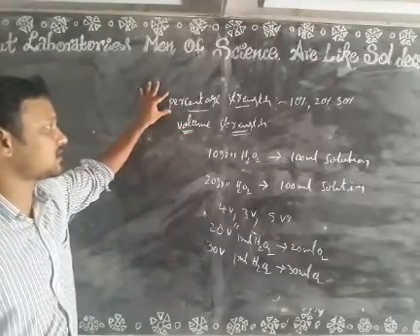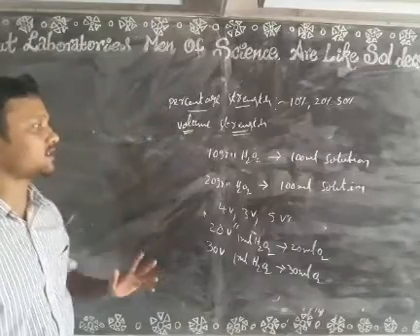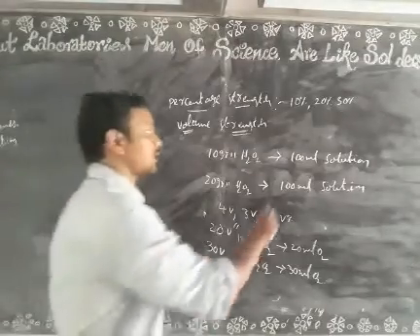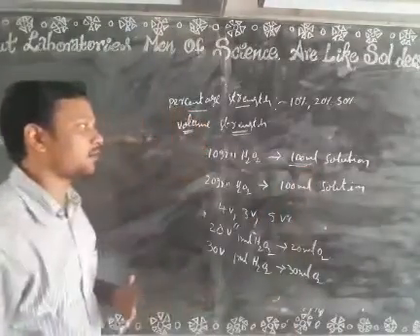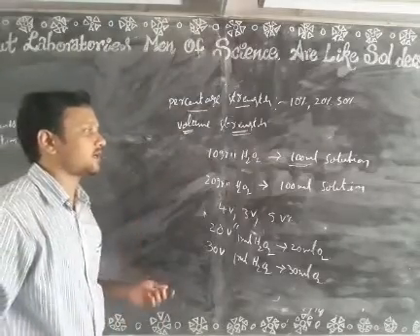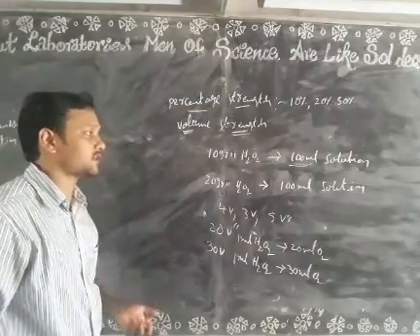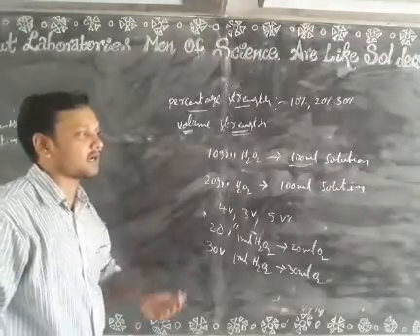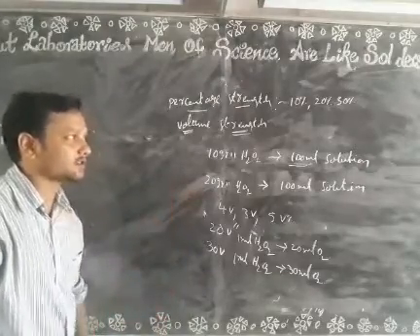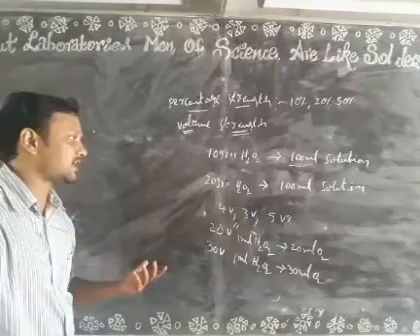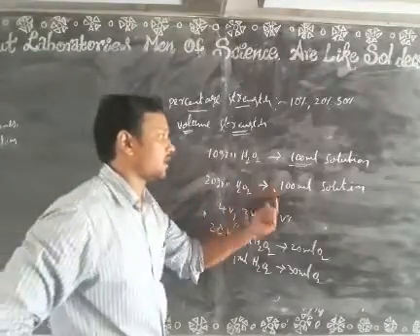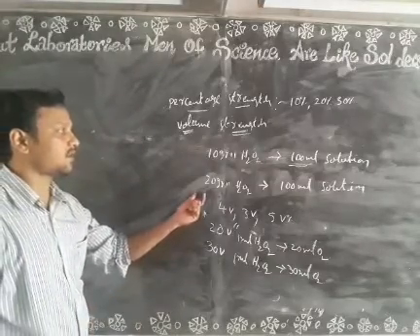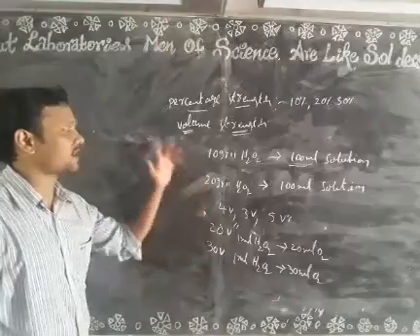So what is percentage strength? Percentage strength always represents mass by volume. The volume of the solution is always considered as 100 ml. Given 100 ml of solution, if 10 grams of hydrogen peroxide is present, then it is called 10%. If 20 grams is present in 100 ml of solution, then it is 20%. If 30 grams of hydrogen peroxide is present in 100 ml of given solution, it is called 30% hydrogen peroxide solution. So that is called percentage strength.